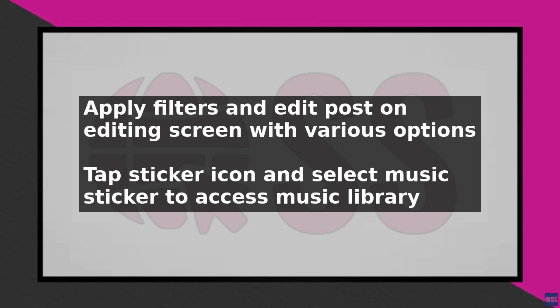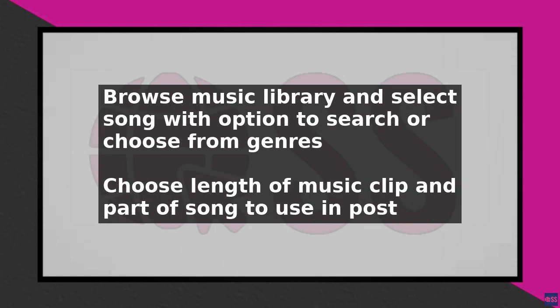On the editing screen, you can apply filters, trim your video, or adjust the length of your post. After editing your post, tap the sticker icon at the top of the screen and select the music sticker. The music sticker will take you to Instagram's music library where you can browse through popular songs, genres, or moods. You can also search for a specific song or artist.